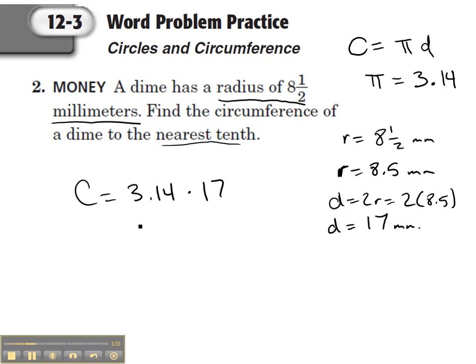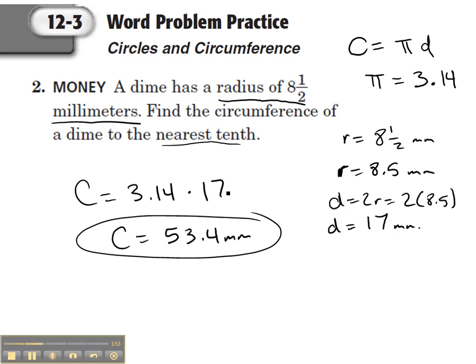And then I'm not going to do all the multiplication. I told you could use a calculator on this homework, but if you did it the long way, you'll get the same answer. Circumference equals 53.4 millimeters.